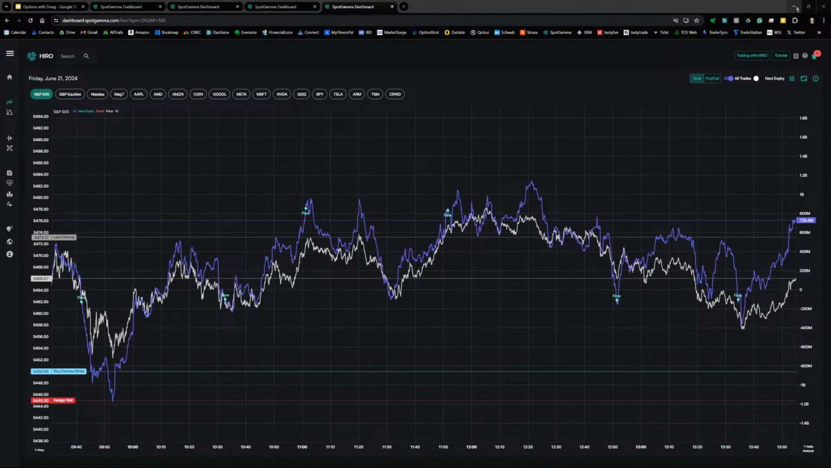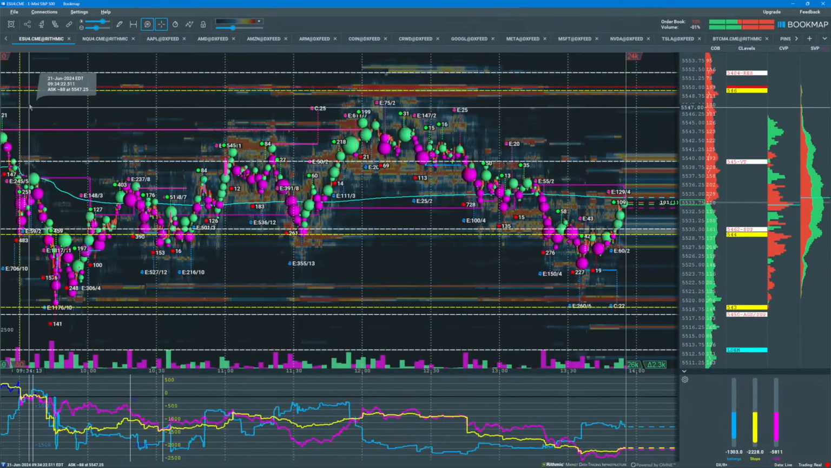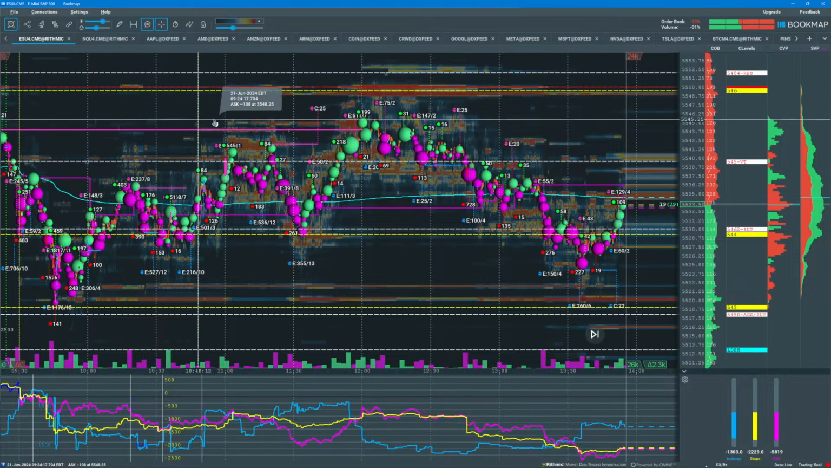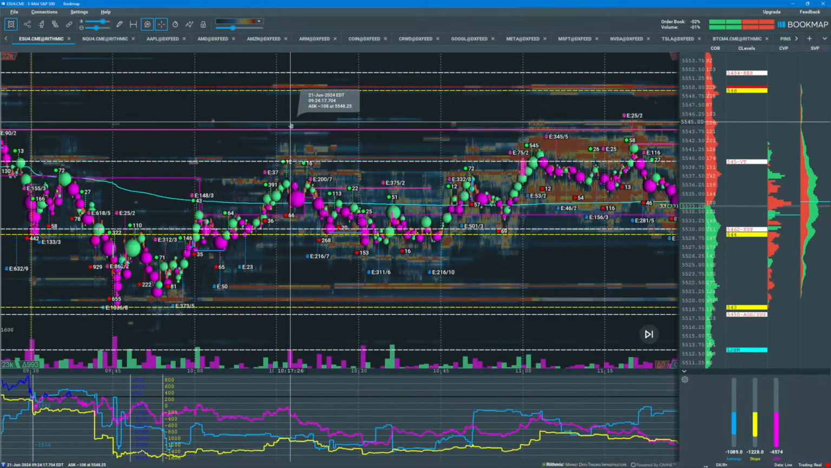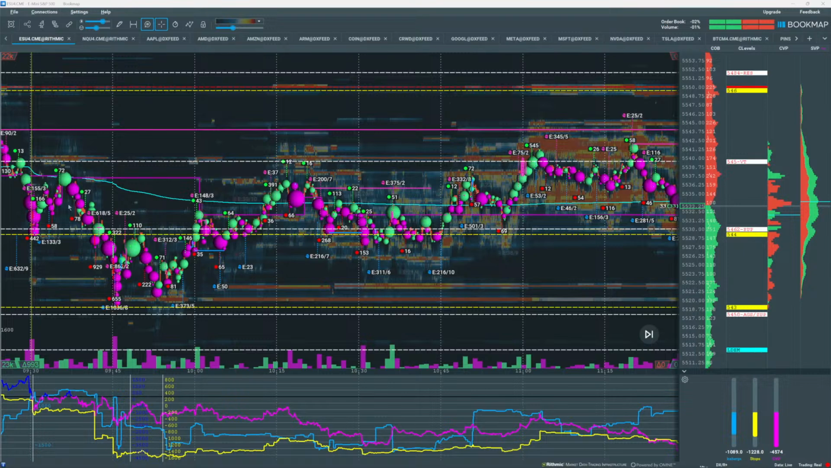All right, let's go take a look at Bookmap. Go back to the S&P 500. Zoom in. Here's the reversal higher, right around, I guess, 9:55, something like that. So let's take a look at the order flow in Bookmap.